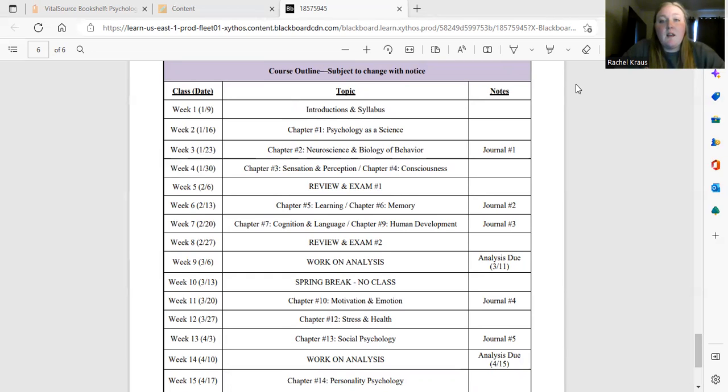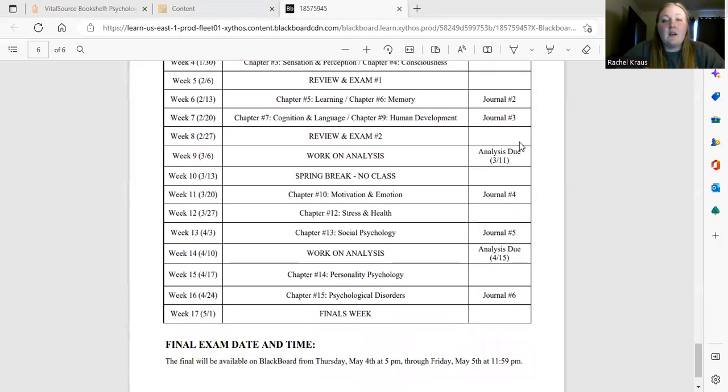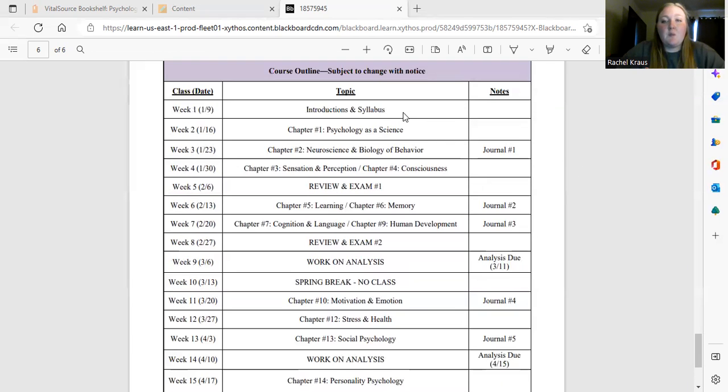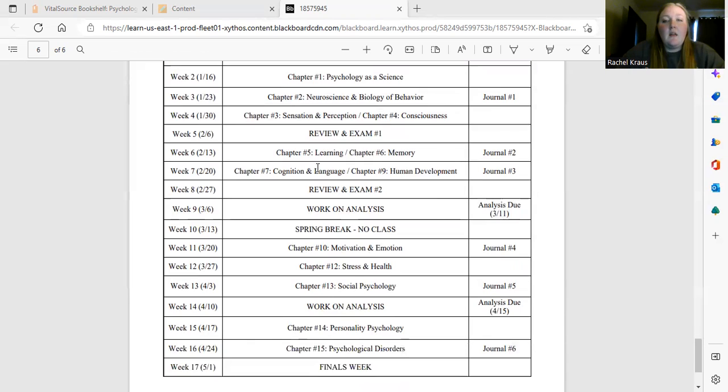Next week, we'll start chapter 1, and then the next week we'll have chapter 2, and our first journal will be due that Saturday. Okay, so we have chapters 1 through 4 on the first exam, and I'll post by Monday of the week of the exam a review on Blackboard under course materials, and then we'll have the first exam. And then we'll have chapters 5, 6, 7, and 9 for the second exam.